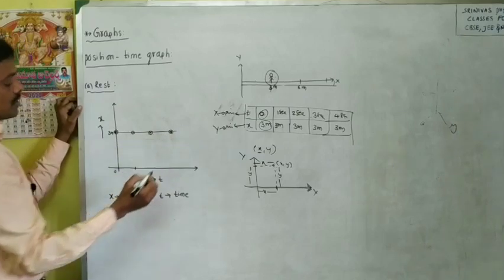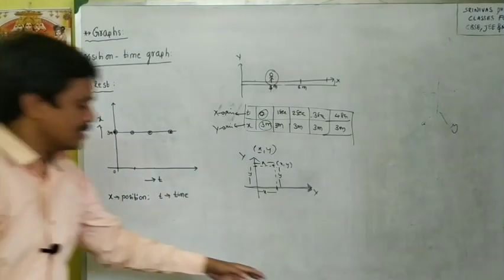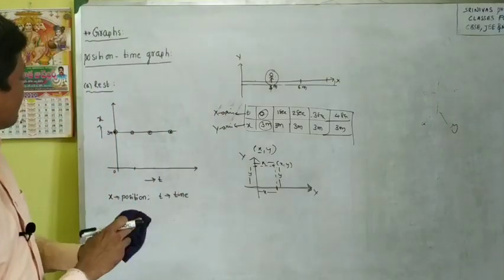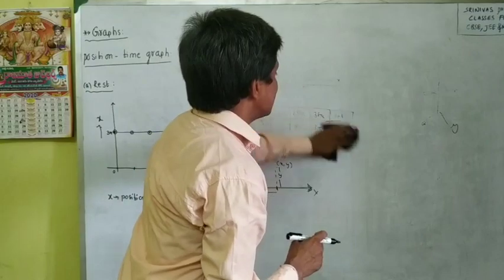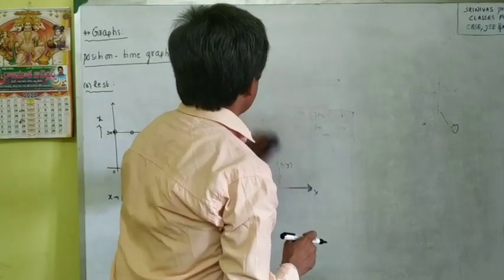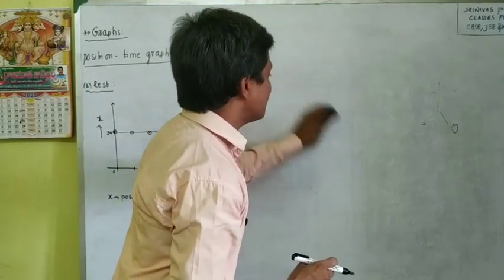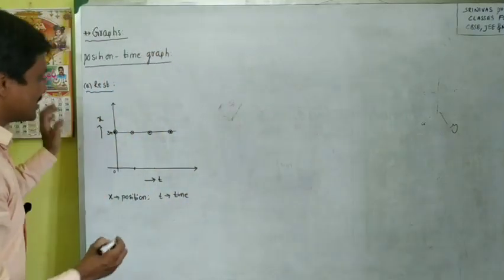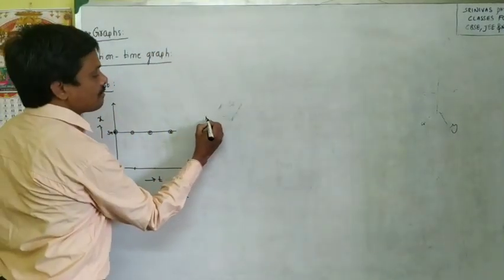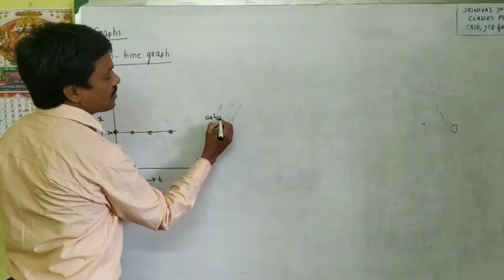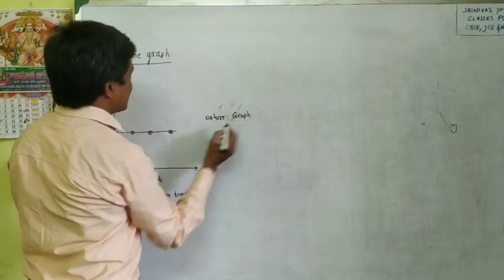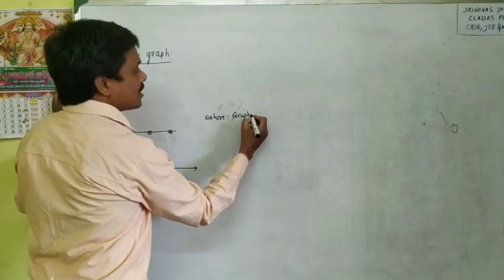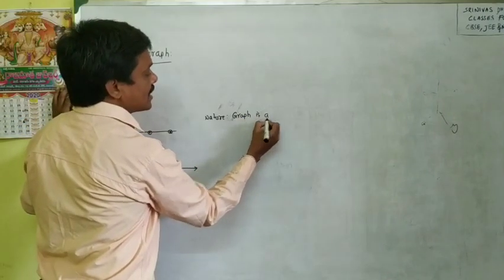So for the rest body, the position time graph we will get is like this. What is the nature of the graph? The graph is a straight line parallel to the x-axis, right? We got a straight line. Straight line means linear, right? The graph is a straight line.